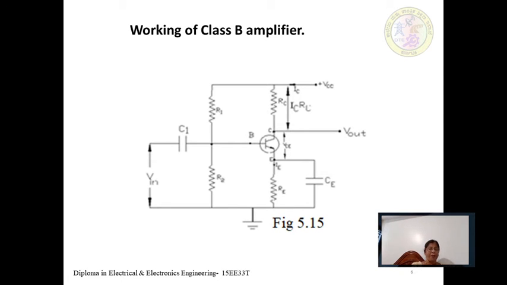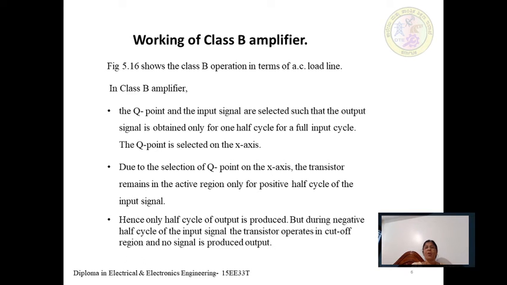So in the working of the class B amplifier, the Q point and the input signal are selected such that the output signal is obtained only for a half cycle of the input cycle. The Q point is almost on the x-axis. In a class A amplifier it is at the midpoint of the active region, but in a class B amplifier it is shifted to the x-axis. So the Q point is on the x-axis.